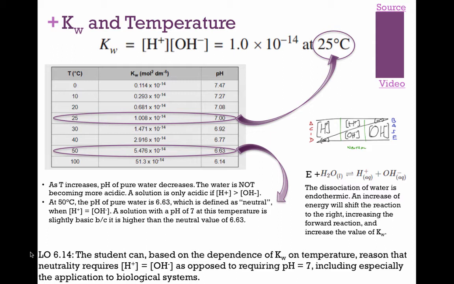People are like, oh my gosh, Miss Carney, your water's not 7. Well, that's because KW changes. Any calculations that you're going to be required to do with KW, it's going to be at 25. They're not going to ask you to calculate KW at 75 degrees Celsius. Instead, it's just important to know that it does change. K is an equilibrium constant. It does change with temperature.